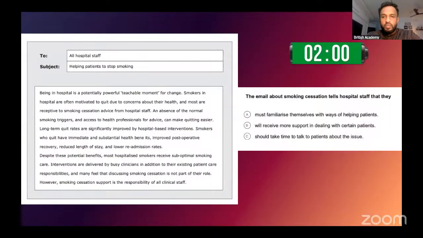Now, this is the question, this is the paragraph. The question says the email about smoking cessation tells hospital staff that they... Okay, now you can see these modal verbs in the options as well. Must familiarize, which means there is no option, you'll have to do it. Will receive more support, not sure. Should take time to talk to patients about the issue, which is a recommendation because there is the word should. Always pay attention to the first word carefully. Okay, should. And pay attention to contradicting words. Read this paragraph carefully and tell me what can be the answer. I'll give you 2 minutes. Your keyword is smoking cessation. The timer is on. Read carefully.